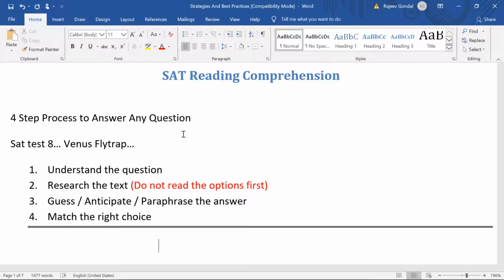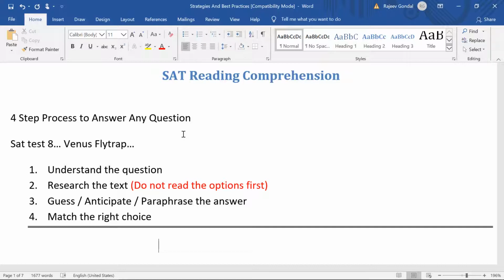Okay, so what exactly is this technique? Let me first tell you how people usually answer questions. Whenever you read a question, you usually read the question along with the options. What I'm suggesting here is change your sequence. Read the question, understand the question first. Now don't read the options. Read the question, understand the question, research the text. Go back to the comprehension passage, research the relevant text, and have your option ready.